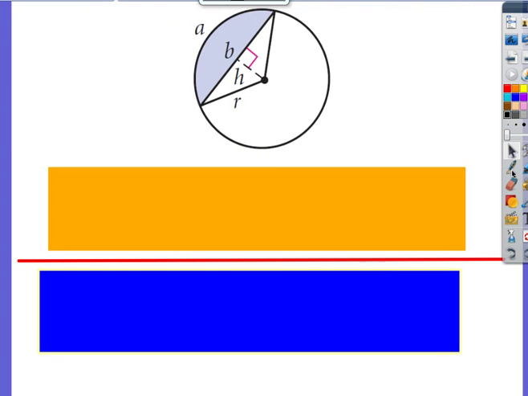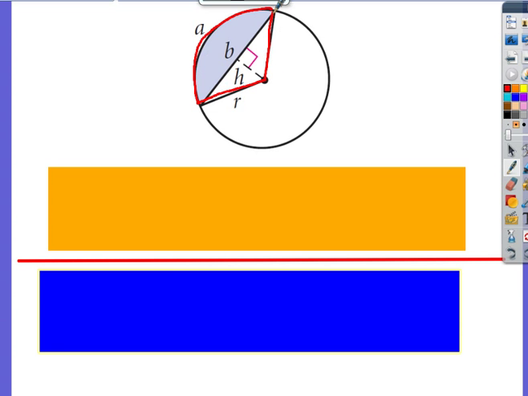Then we're going to say, well, what if we kind of combine those things? And we just want to know the area of this shaded region. We've got to find the area of the whole sector. So the area of the whole sector is going to be right here.